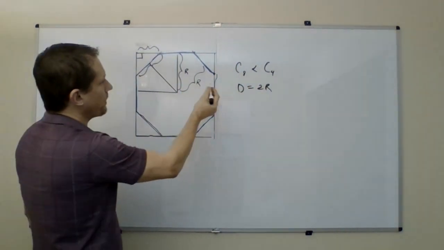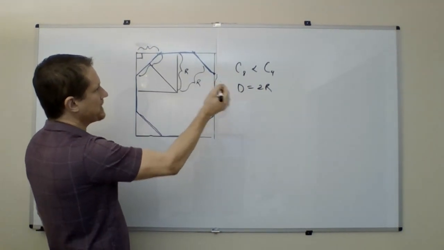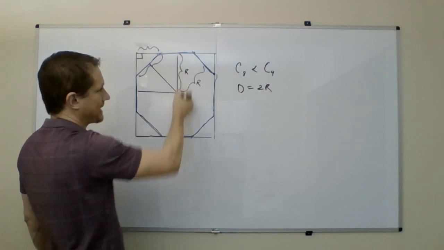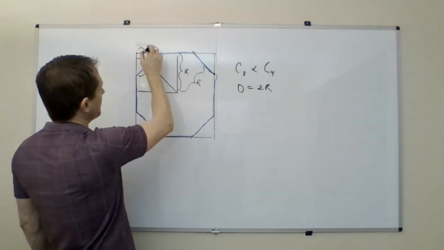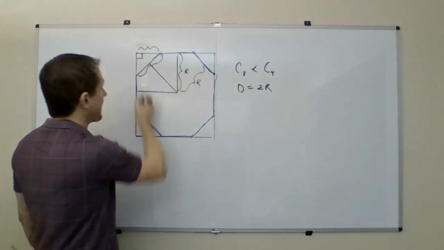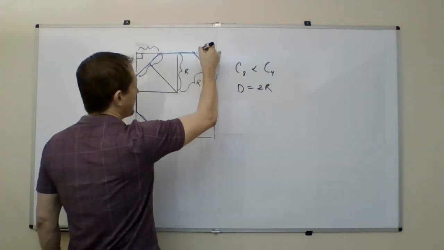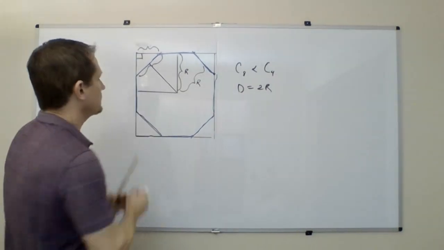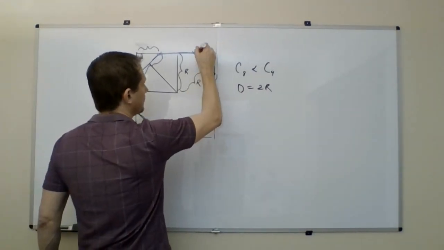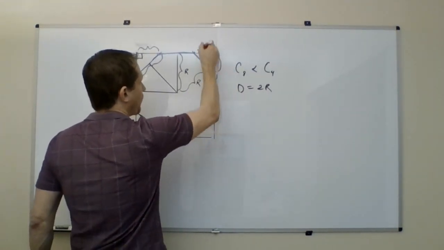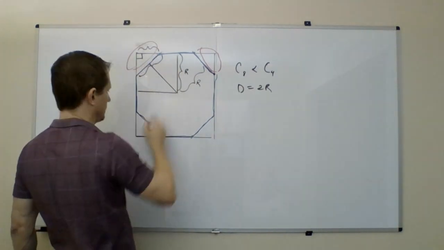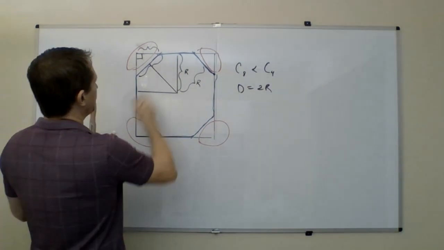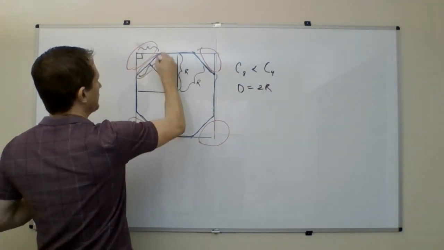So what we're doing in order to find the ratio of the circumference of the octagon to its diameter is we're taking the circumference of the square, subtracting off, I'll use a different color, subtracting off 4 of these, and then adding 4 of these.